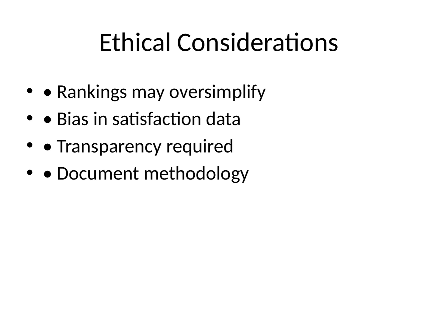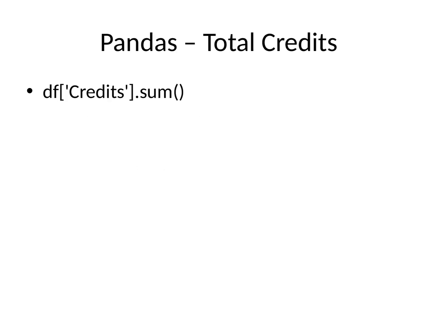There are ethical considerations in data collection. Rankings can hide important differences and produce misleading conclusions. Satisfaction scores often reflect who responds, not the whole population, so bias can enter the results. To be fair, researchers must be transparent about data sources, sampling, weighting, and assumptions. It is important to publish the full methodology and limitations so readers can judge how much trust to place in the findings. What does this code do?